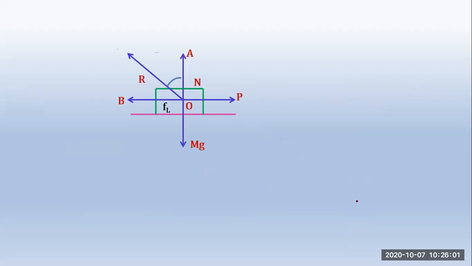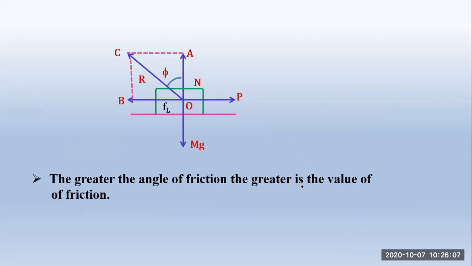Okay, now see in this case, this is the normal, this is friction. The greater the angle of friction, the greater is the value of friction. Because if you start increasing the friction value, the angle phi will keep on increasing. So greater the angle, greater the friction. So these two are proportional.